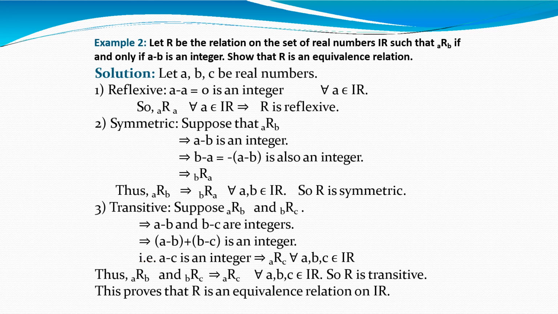That means again by using the definition of the relation, A is related to C. So A related to B and B related to C implies A related to C for all A, B, C in R. Hence, the relation is transitive. Thus, the relation is reflexive, symmetric and transitive. Hence, it is an equivalence relation on R.